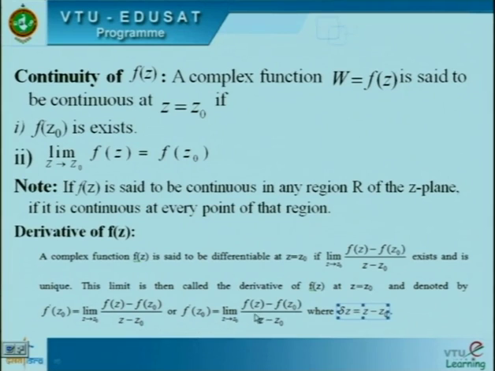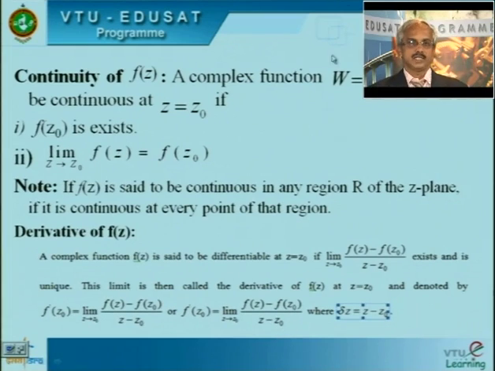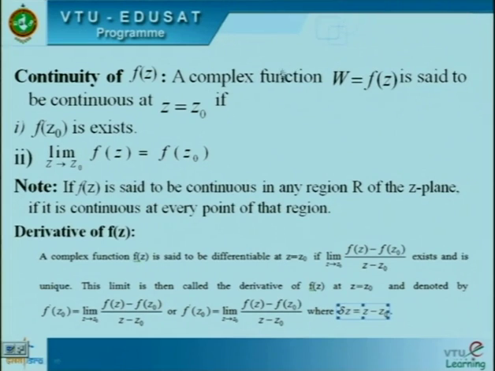Or f dash z naught is equal to the limit as delta z tends to 0 of (f of z naught plus delta z minus f of z naught) divided by delta z. This happens because delta z is equal to z minus z naught. If I set delta z is equal to z minus z naught, then z becomes z naught plus delta z, giving f of z naught plus delta z minus f of z naught divided by delta z. This is the actual definition of the derivative of a complex function.